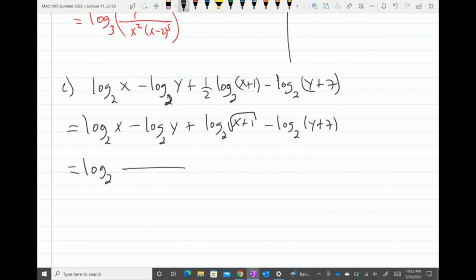So what will be the terms on top? Who can tell me? X and square root of x plus 1. X times square root of x plus 1. And what goes in the bottom? Y and y plus 7. Y times y plus 7.